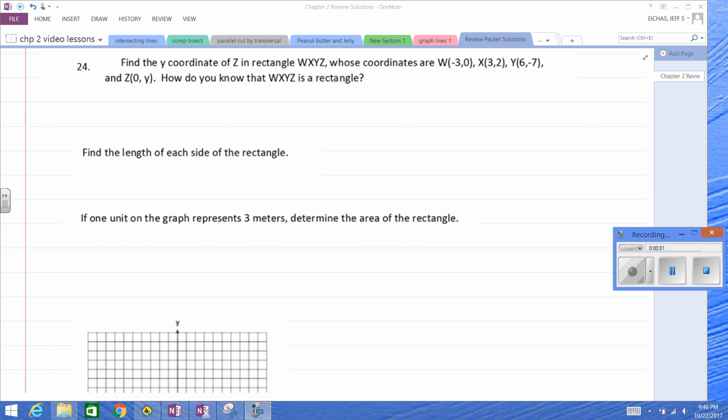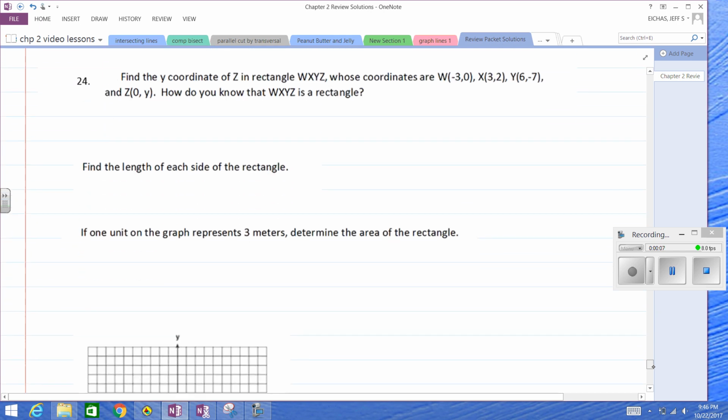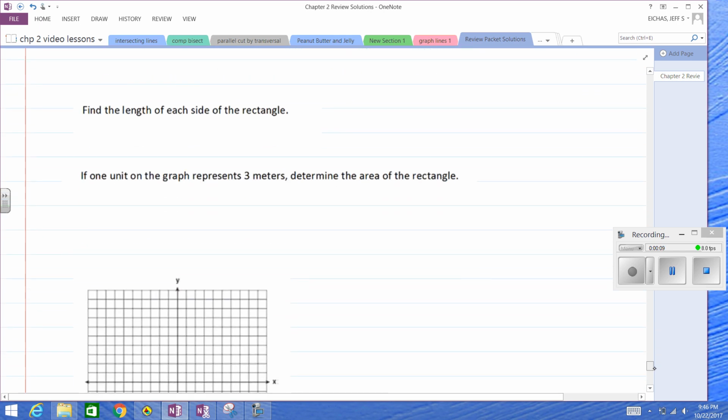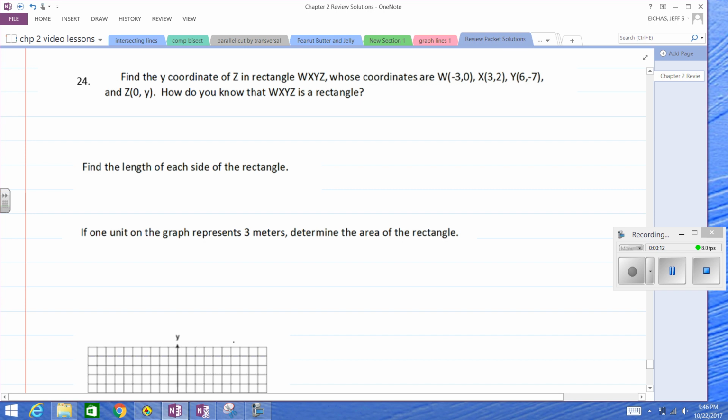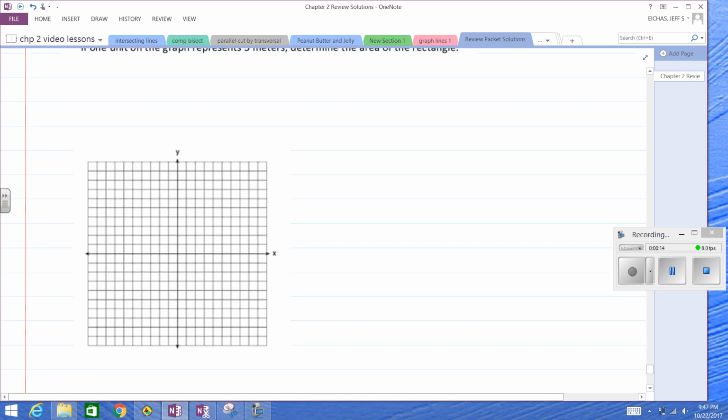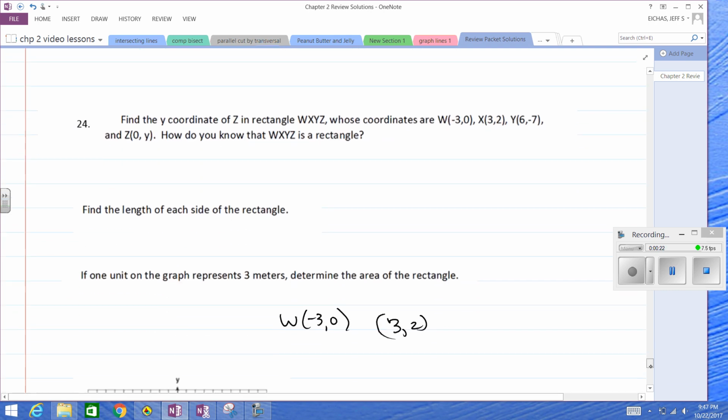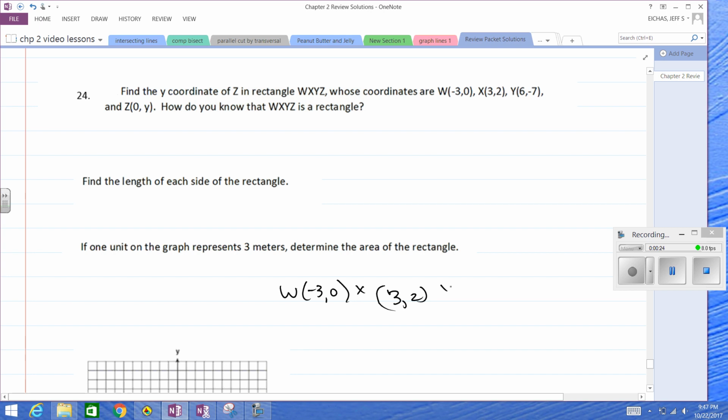Okay, last one on the review. So I would probably want to graph this first. So negative 3, 0, 3, 2. That's x. Y is 6, negative 7, and z is, oh, okay, find the missing point.